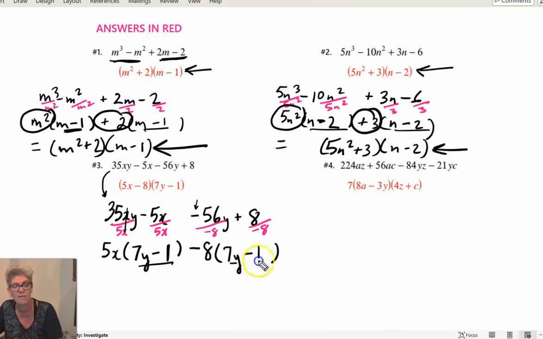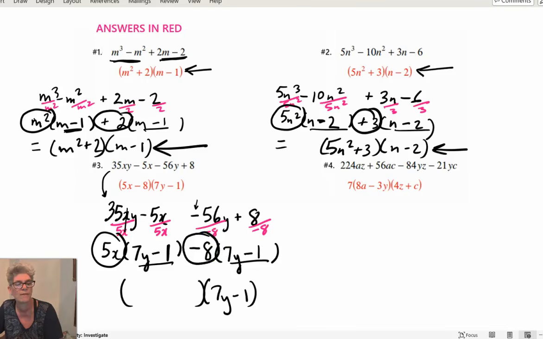So we do have a factor in common. It's 7y minus 1. And what's left to go in there? Well, whatever we have on the outside, so 5x minus 8. So this is my answer to that one. And you can see it matches the correct answer in red.